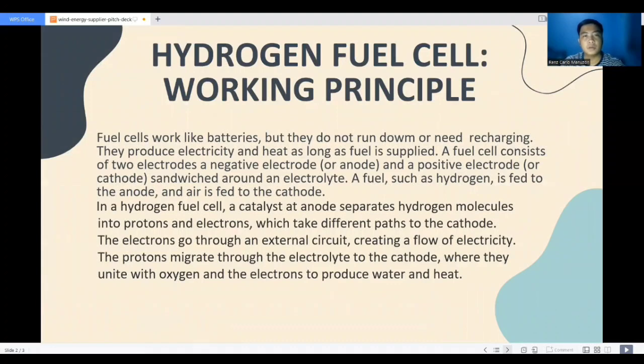Hydrogen fuel cell working principle. Fuel cells work like batteries, but they do not run down or need recharging. They produce electricity and heat as long as fuel is supplied.